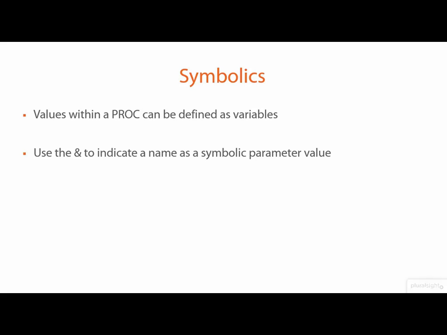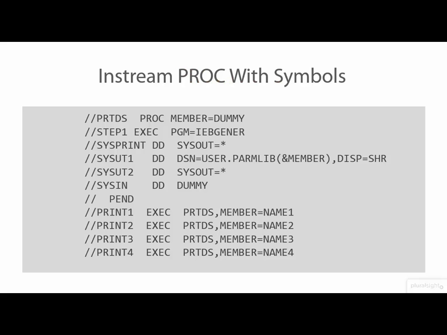We use a single ampersand to indicate that a particular value is a variable. That's what we will have a default value assigned for, and it's something that we can code with a replacement value when we execute that particular proc. The symbolic parameters themselves must be identified on the proc statement and have a default value associated with them. And as a result, we can have a proc like this.